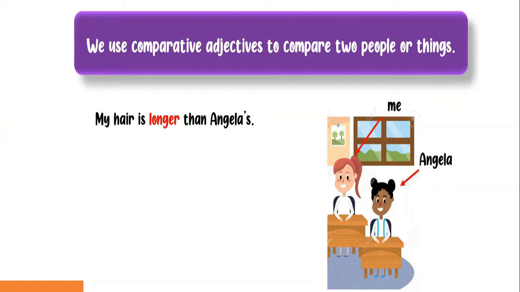Look at this example. My hair is longer than Angela's. Longer is a comparative, okay? Longer is a comparative in this sentence because it's the word that we are using to compare my hair with Angela's hair, okay? Look at the picture. This is me, and this is Angela, okay? My hair is longer than Angela's. Angela has short hair, yes? Well, that's when we use the comparatives.